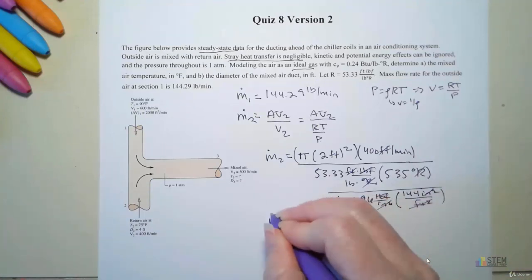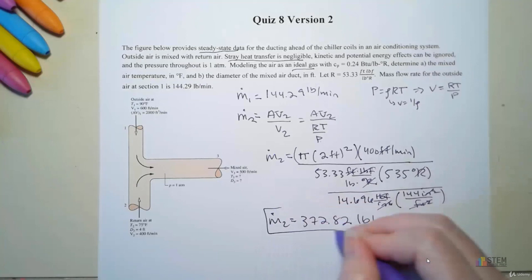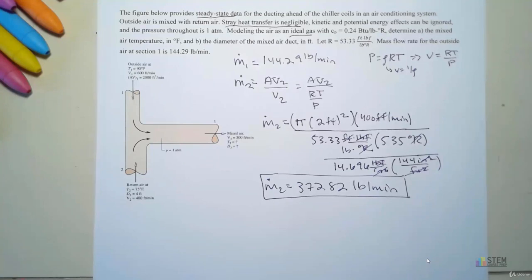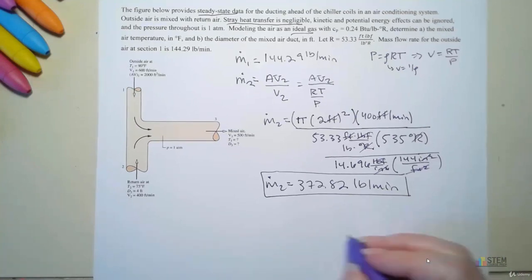So let's put M2 dot equals 372.82. That's pounds per minute. All right, so now you have that. Okay, so that is our mass flow rate at point 2, 372.82. Now, let's see what else we need to do here. Actually, we weren't asked to solve this. I just boxed it, I guess.